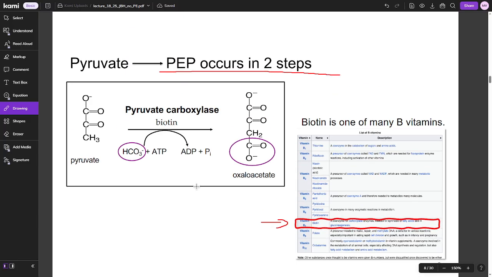So if you look at this, pyruvate carboxylase, all we're doing is taking this bicarb and adding it here. Basically some sort of enolate mechanism, and we're using biotin to turn it into oxaloacetate. And you will see that this is actually an intermediate in the citric acid cycle when you eventually cover that for the next exam.